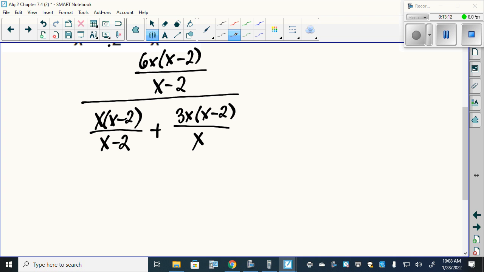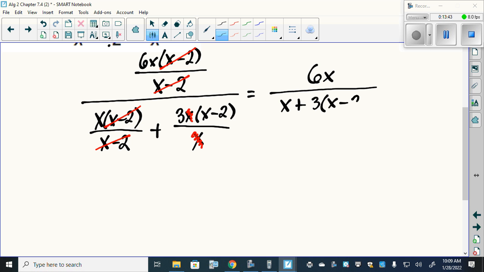So let's see what simplifies in each one of these fractions. So at the top we have the x minus 2 cancel, here we have the x minus 2 cancel, and lastly we have the x cancel. So on top we do have 6x, and on bottom we have x plus 3 times x minus 2. On top we still have 6x. We do need to simplify the denominator.